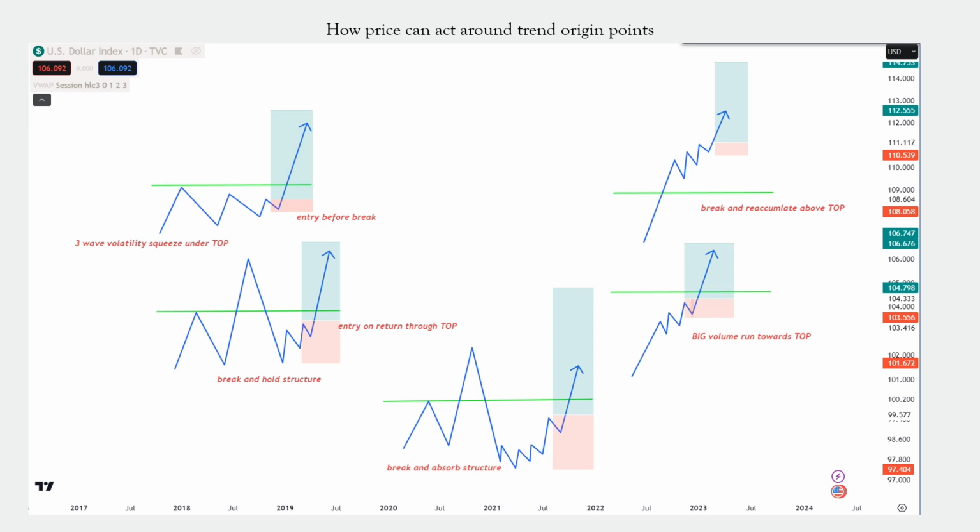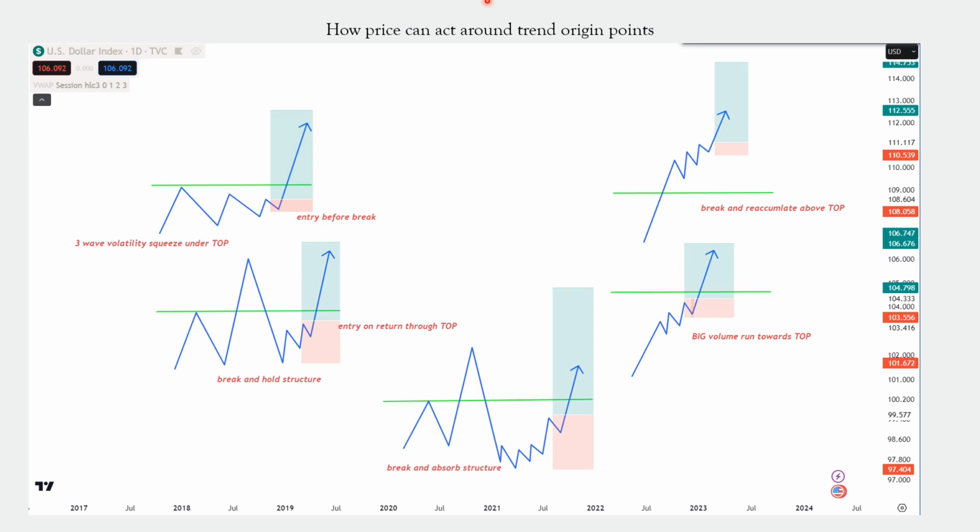But not to make this video too long, the scenario we see most often in markets, call it your bread and butter trade, will be this one right here, where price breaks the trend origin point level, comes back and absorbs the last structural point, so namely one structural break against the main trend, then starts moving in a bullish trend.